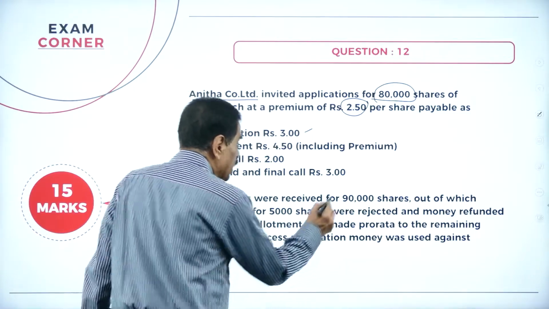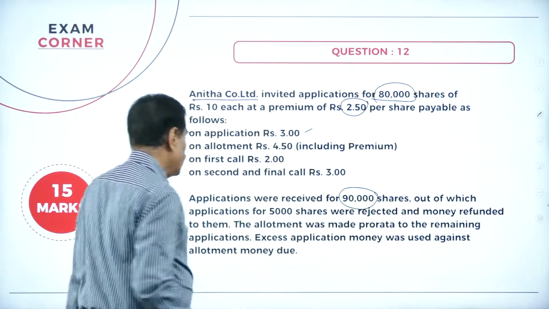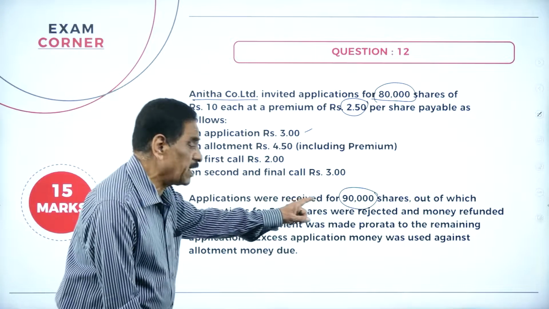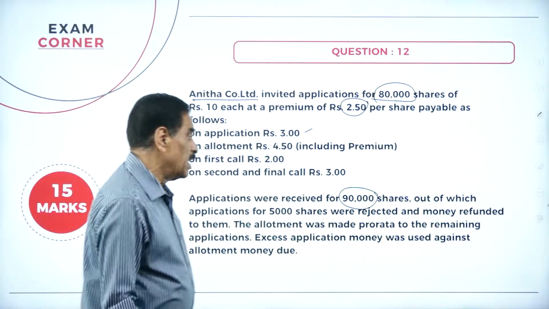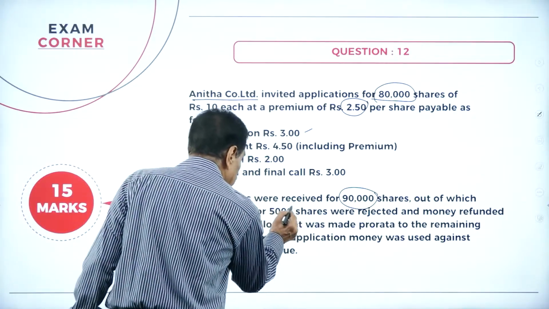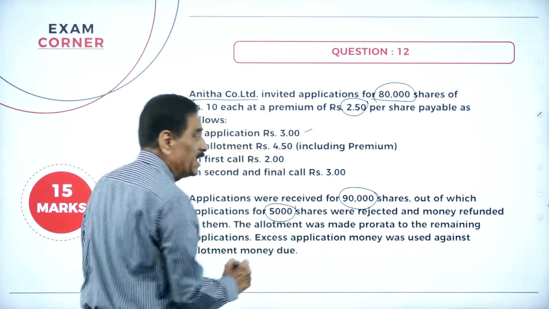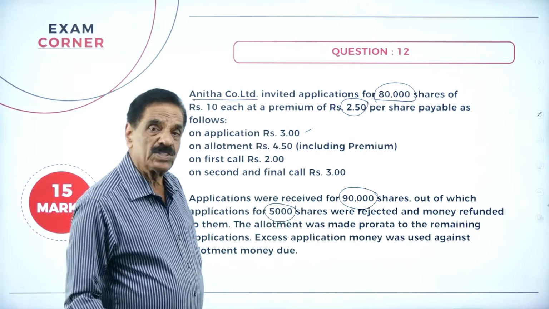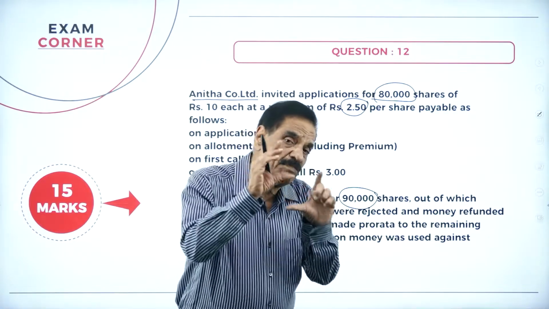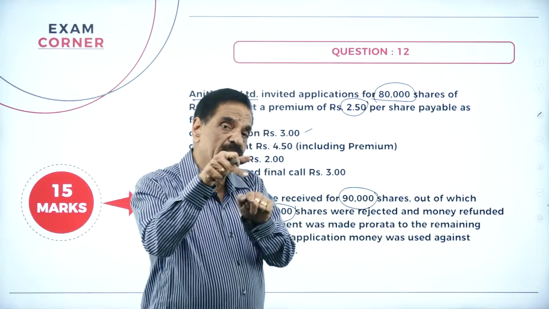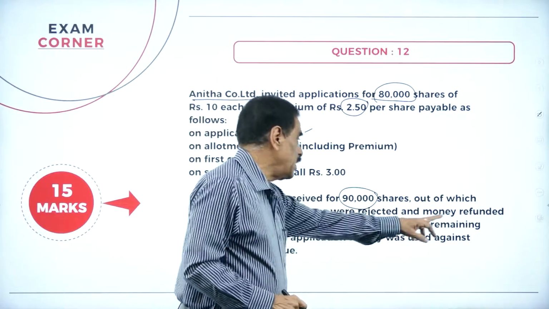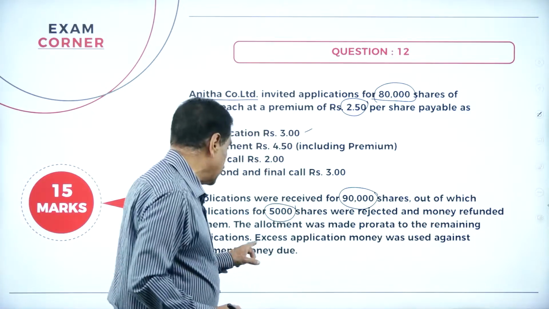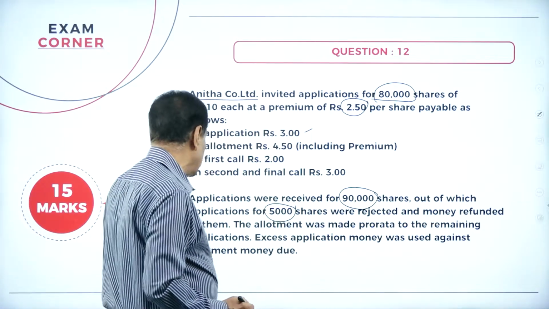Applications were received for 90,000 shares. Actually, we invited only 80,000 shares. How many applications received? 90,000 shares. Out of which applications for 5,000 shares were rejected and the money refunded. Out of 90, how much rejected? 5,000 is rejected, so another 85,000 is there. Another 5,000 will be adjusted to allotment and money refunded to them. The allotment made pro rata to the remaining applicants. Excess application money was used against allotment.